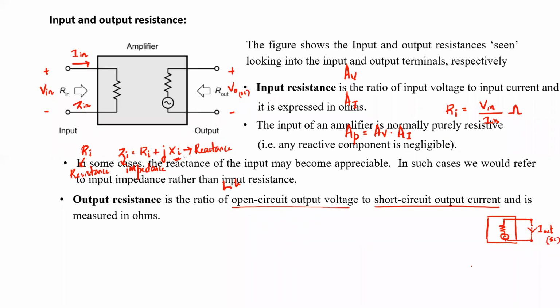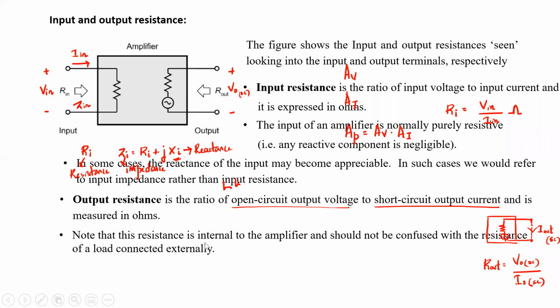So we can write the output resistance R out as open circuit output voltage divided by short circuit output current. Understand that? So this is what the output resistance is all about. Output resistance of an amplifier is.